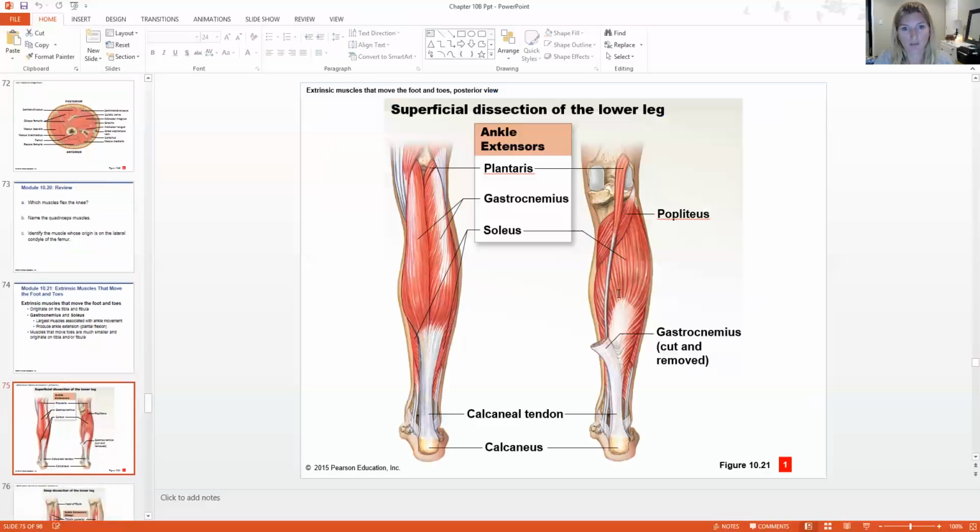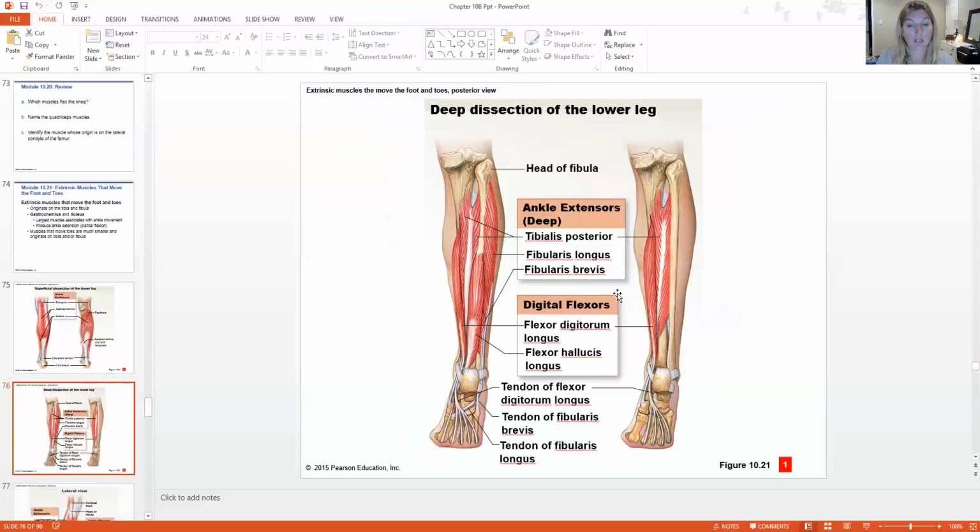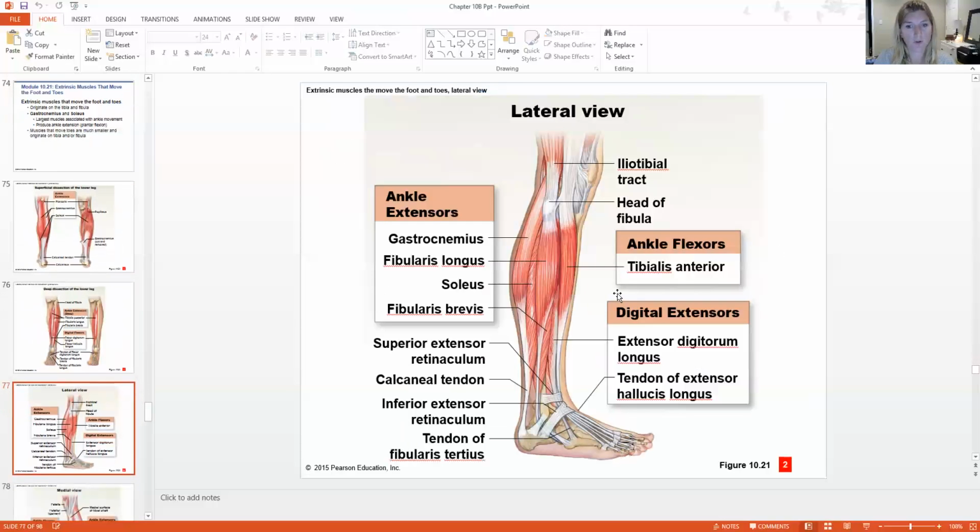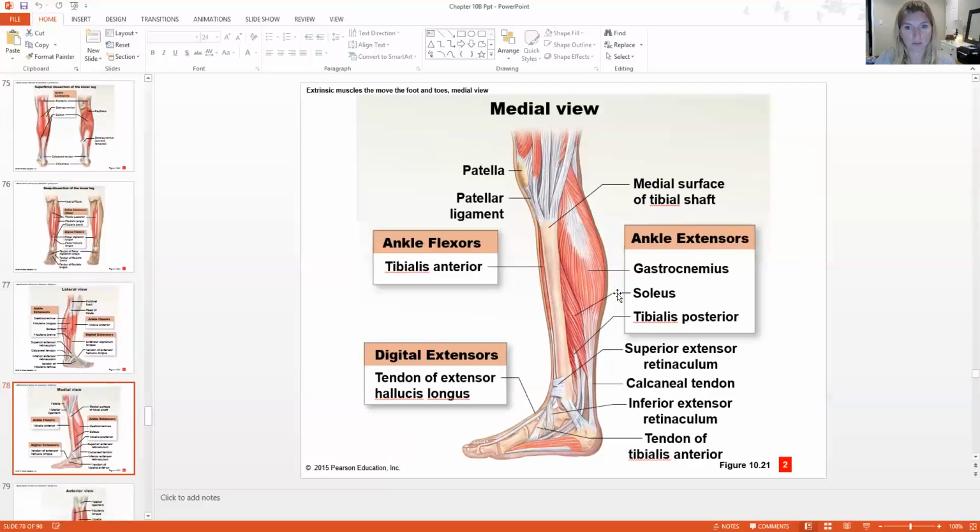Here you see plantaris, gastrocnemius, soleus, popliteus, calcaneal tendon. And then if you go deeper, tibialis posterior, fibularis longus and brevis, flexor digitorum, flexor hallucis. Most of these you need to know for your practical and for the class. All on the chart.